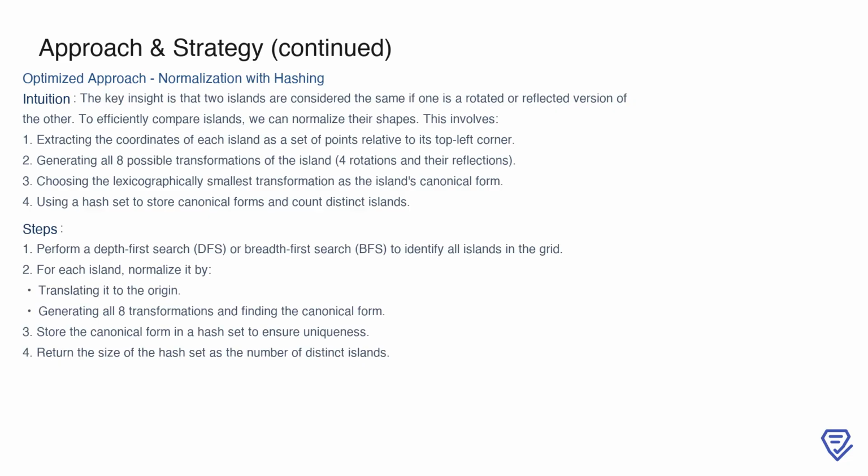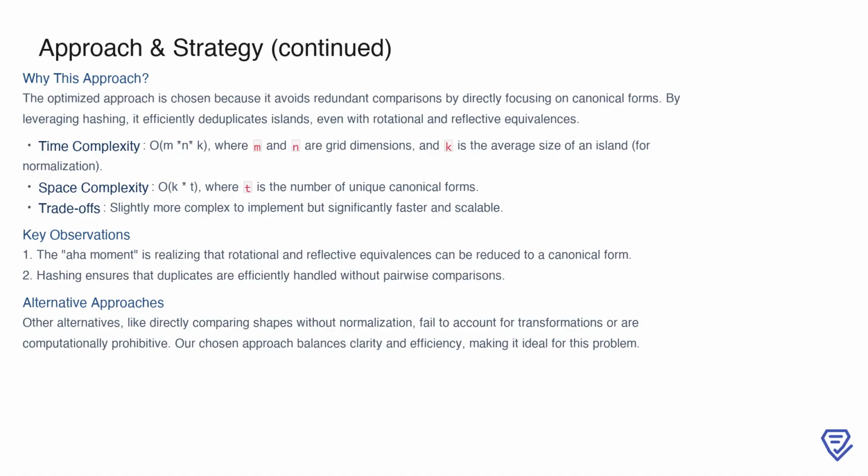The process involves performing DFS or BFS to identify all islands in the grid, translating each island to the origin, generating and selecting the canonical form, and finally storing the form in the hash set to avoid duplicates. By the end, the size of the hash set gives us the number of distinct islands. This optimized approach is particularly effective because it avoids redundant comparisons by focusing entirely on canonical forms. By utilizing hashing, we efficiently handle duplicates, even when accounting for rotational and reflective equivalences.